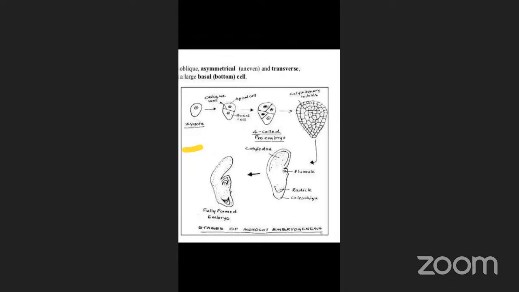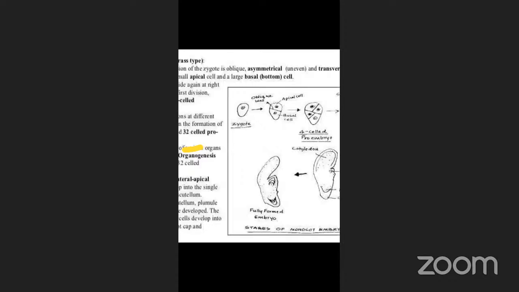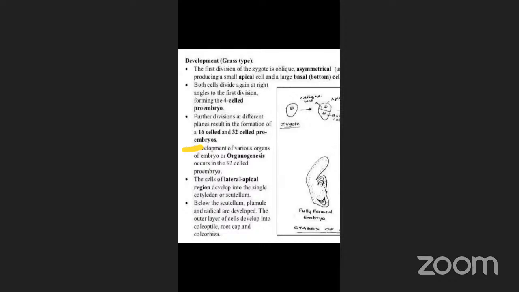Next, the suspensor stage. Cotyledon initial started. Then plumule, radicle and coleorhiza are showing. This is the single cotyledon, and finally a complete embryo of monocot is formed.